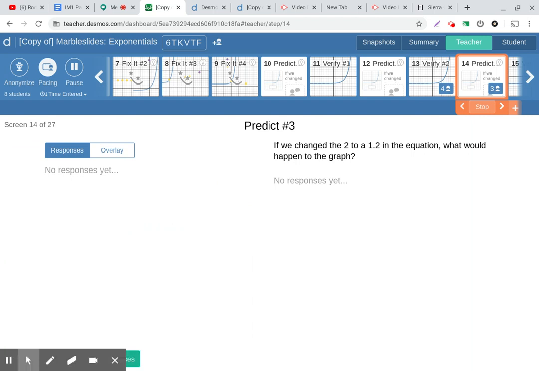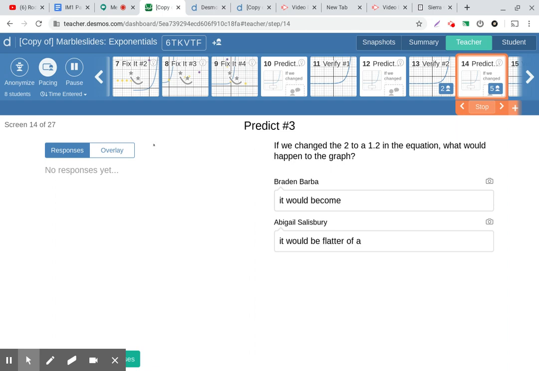Number 3, predict. If we change the 2. So this one, the rate is double, double, double. This one's not going to double. It's only going to do 1 and a little bit more. So is it going to be steeper or flatter? What would you think? If you double, double, double a number versus doing it times 1.2, which one is going to be going up faster? The doubling or the times 1.2?